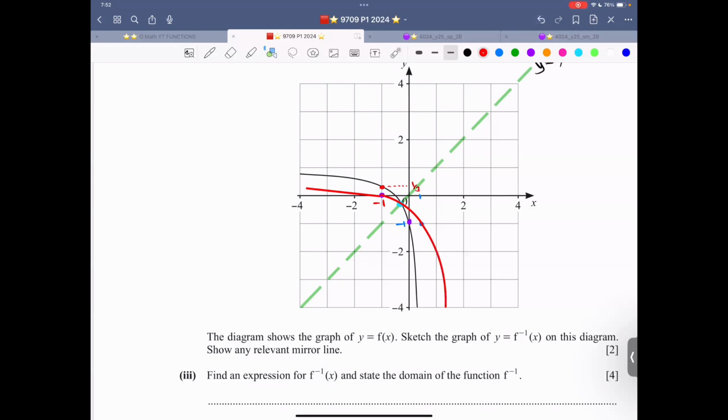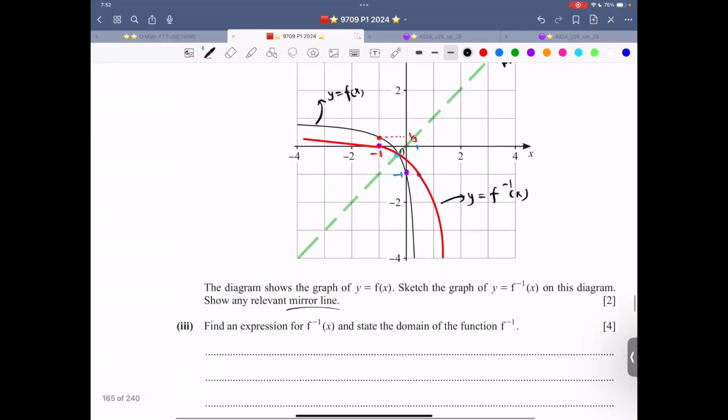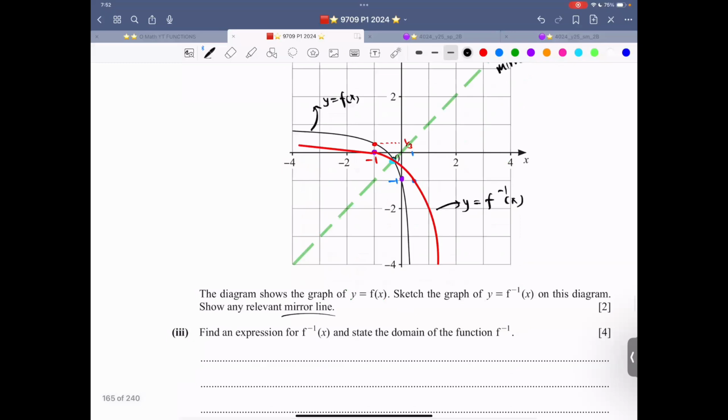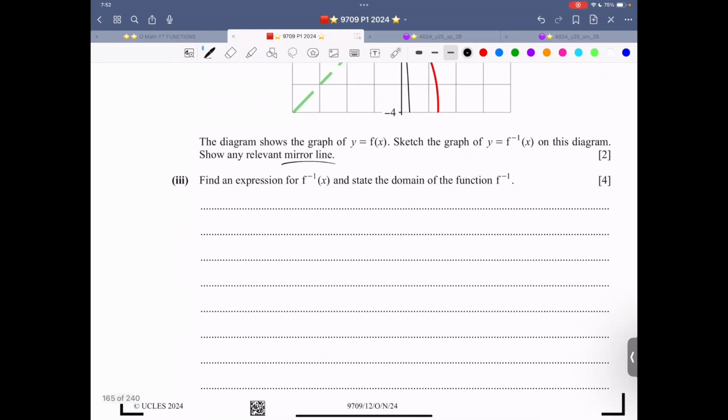Okay. So now this red one, that is y equals f inverse x. This black one, that is y equals f(x). This is the mirror line. That is y equals x. Any relevant mirror line. So that's the terminology they are using nowadays. And since they both are intersecting, they should be intersecting at the line y equals x. Find an expression for f inverse.